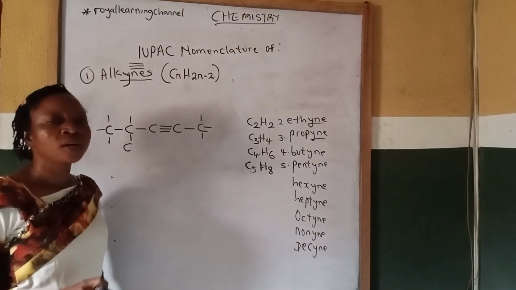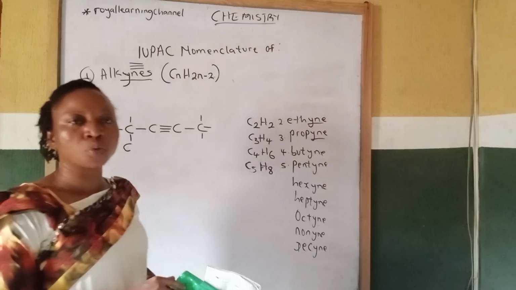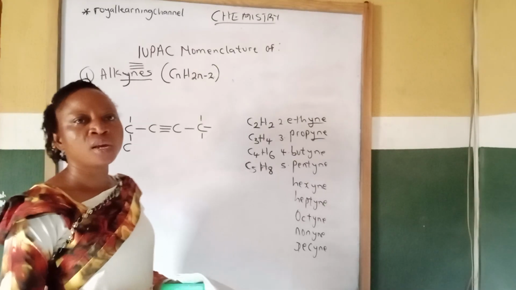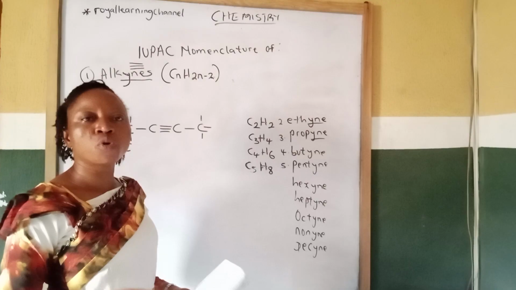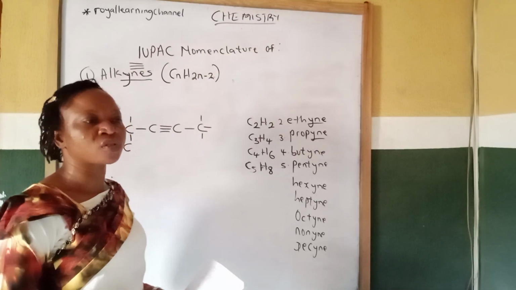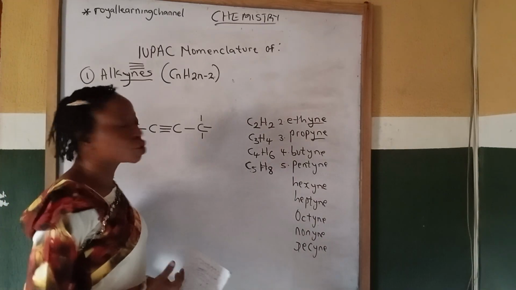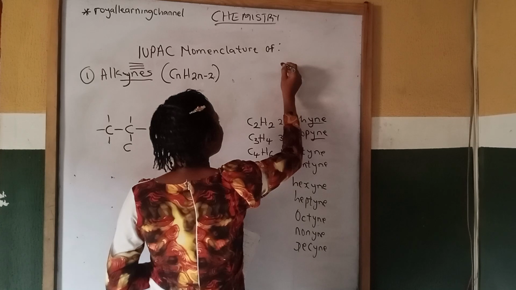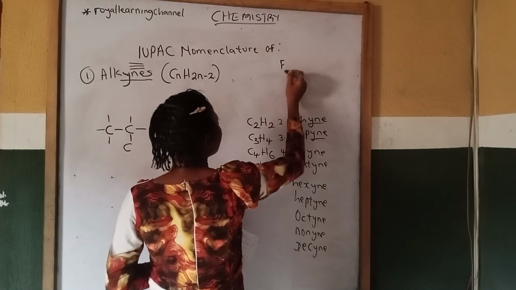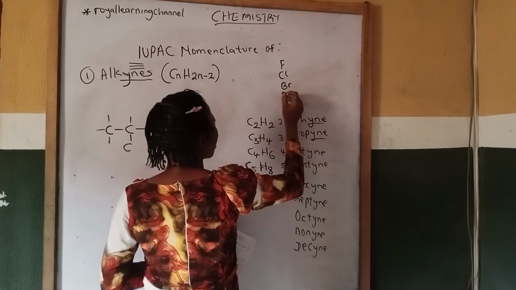Don't forget that your substituent can be an atom. Then when we are talking about atoms, they are mostly atoms of halogens. We always have atoms of halogens in structures. Then what are the atoms of halogens? They are fluorine, chlorine, bromine, and iodine.